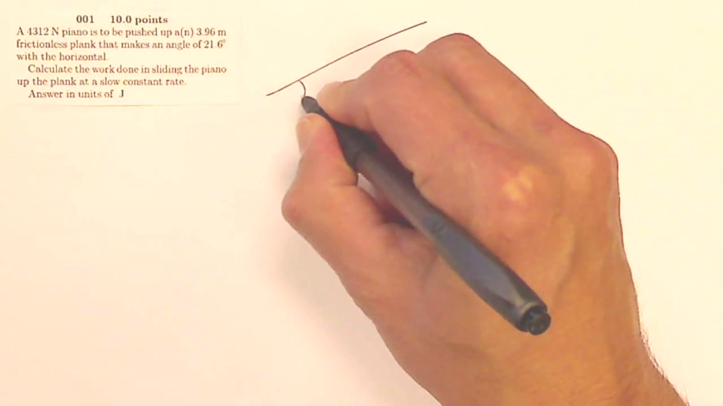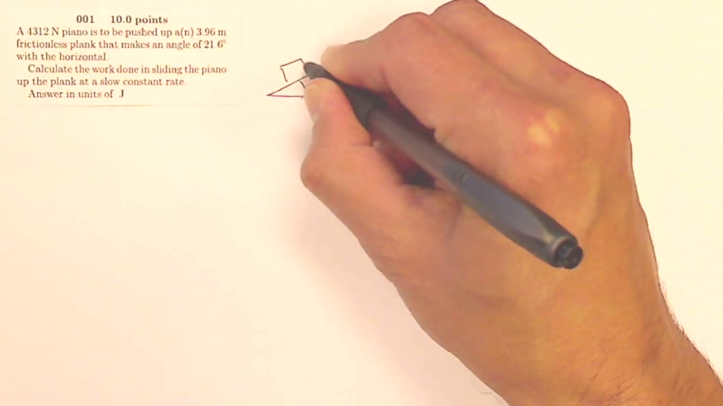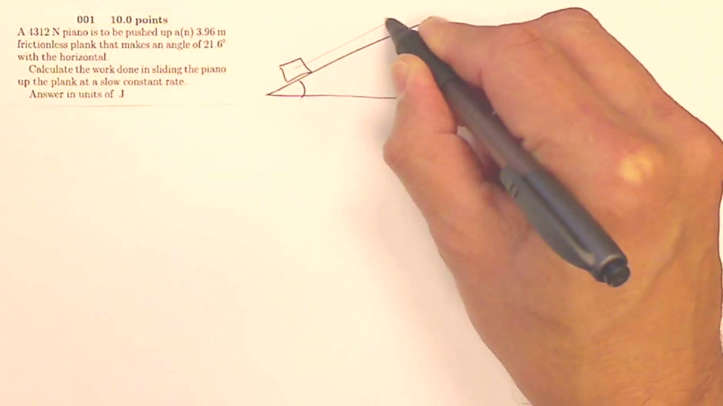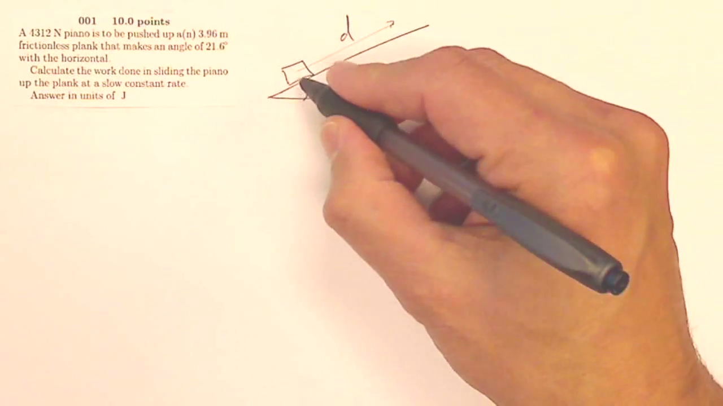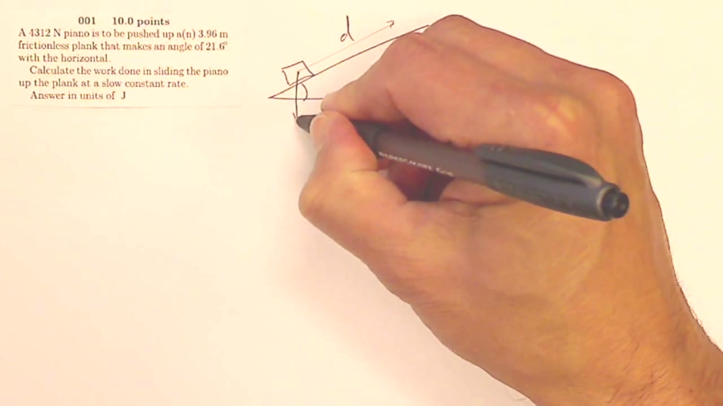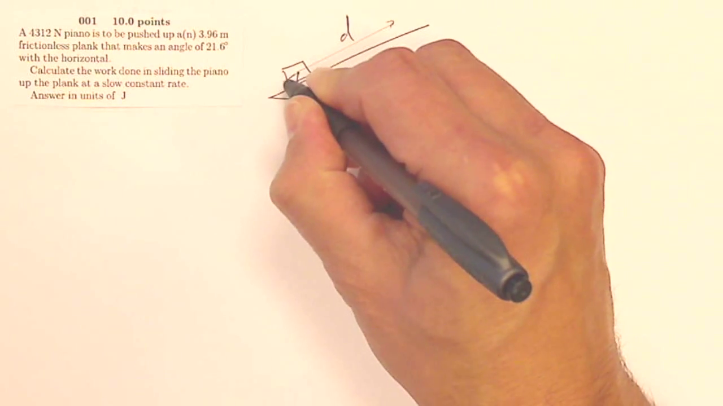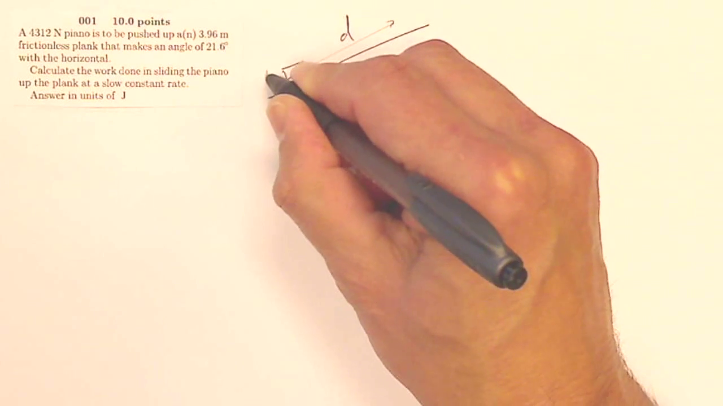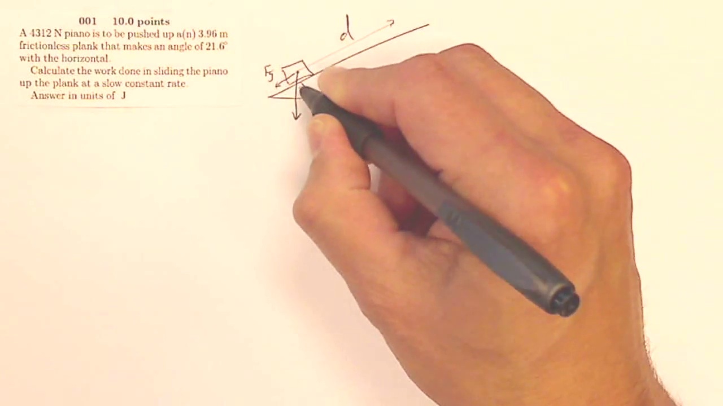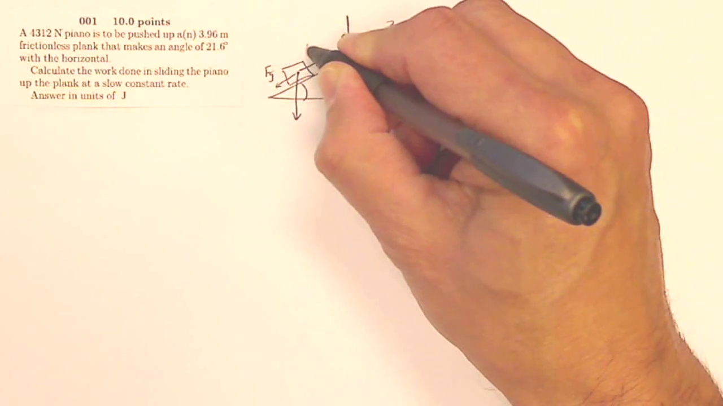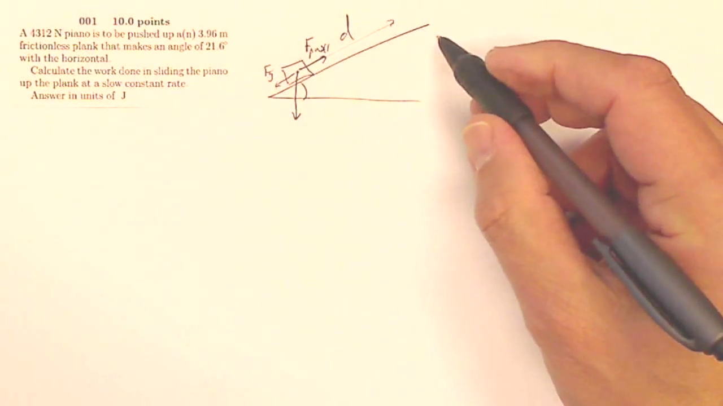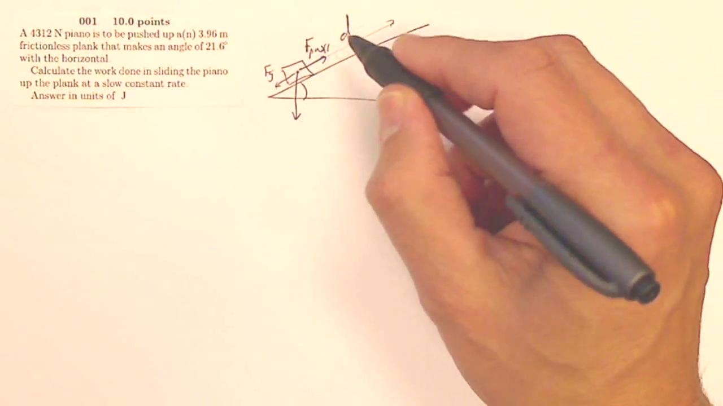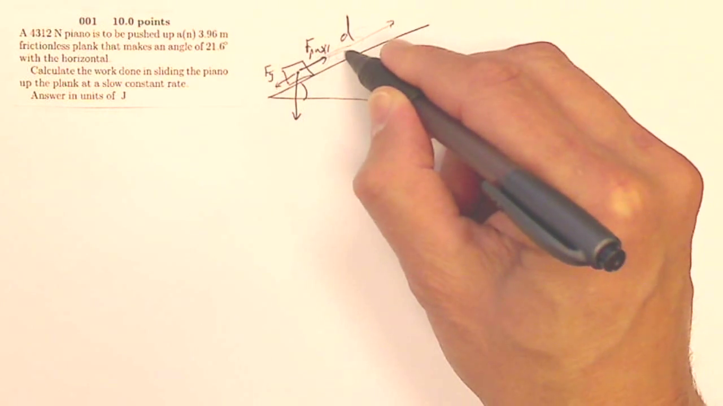So I've got a ramp, I've got a piano on that ramp. I'm going to slide it up this way. So that's going to be the distance that I'm going to travel. But the thing is, the force of this is down, so there's going to be a component of gravity pointing this way. And I'm going to have to push up this way with a push in order to get it to move up the ramp. So this push and this distance actually have an angle of 0 between them.